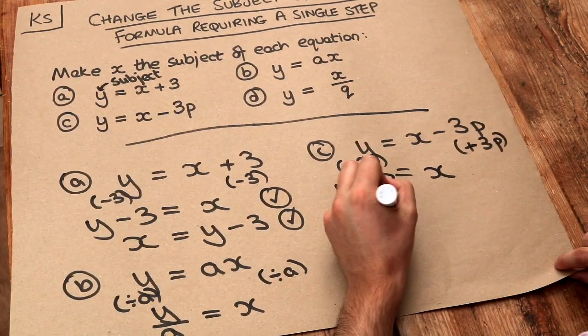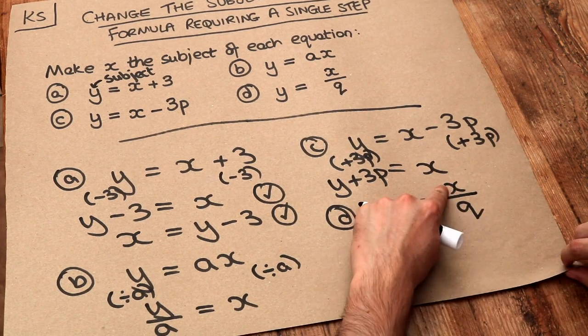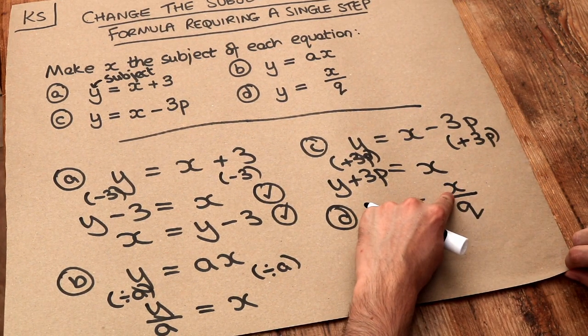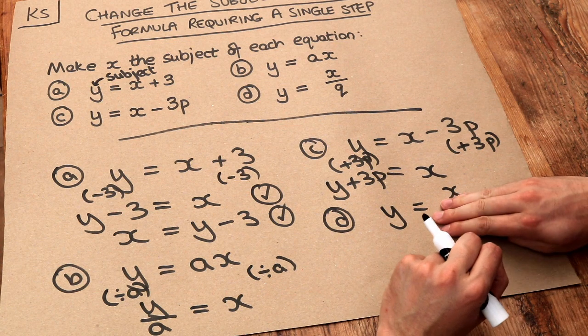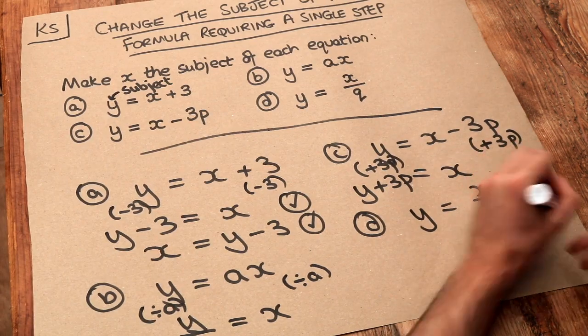And finally, d, we've got y is equal to x over q. Now, what's happening around x that we need to get rid of? Well, x is being divided by q. We want to get rid of the divide by q, so we do the opposite. We times both sides by q.